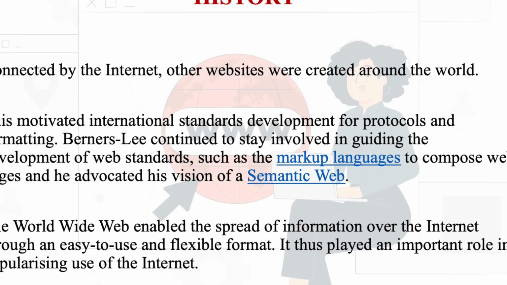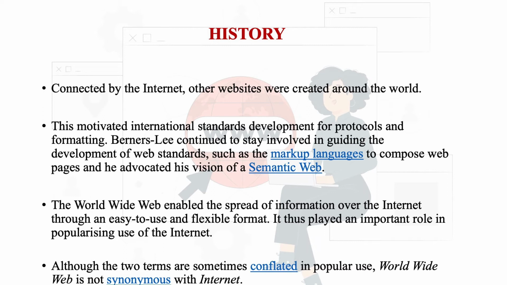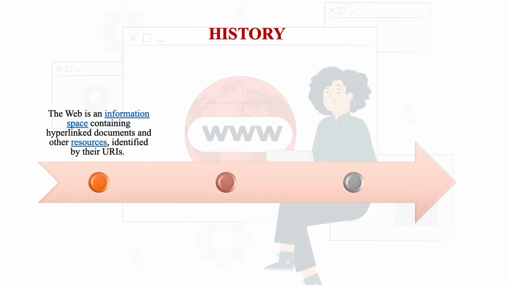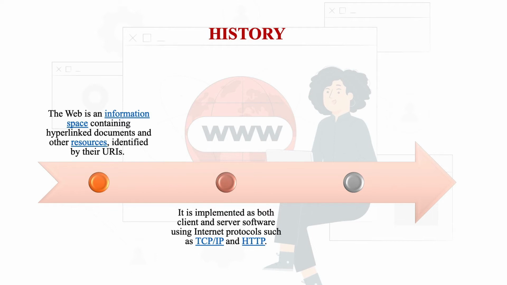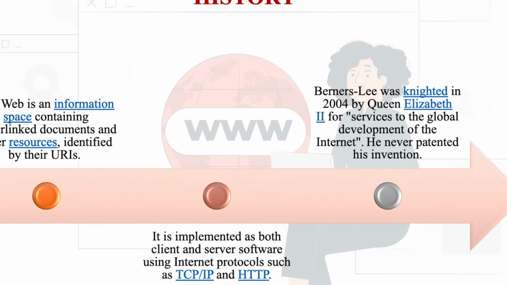The World Wide Web enabled the spread of information over the internet through an easy to use and flexible format. It thus played an important role in popularizing the use of the internet. Although the two terms are sometimes conflated in popular use, World Wide Web is not synonymous with internet. The web is an information space containing hyperlinked documents and other resources identified by their URIs. It is implemented as both client and server software using internet protocols such as TCP/IP and HTTP. Berners-Lee was knighted in 2004 by Queen Elizabeth II for services to the global development of the internet. He never patented his invention.